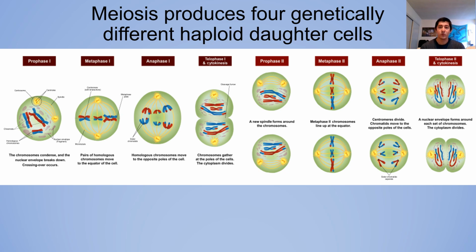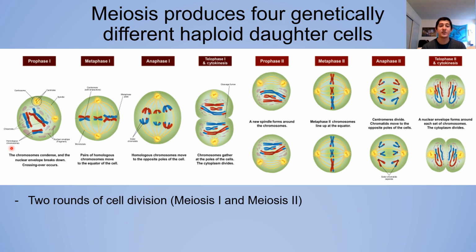Now, meiosis will produce 4 genetically different haploid daughter cells. Haploid meaning they have half the amount of genetic material. But we can see that the stages are basically the same. So there's prophase, metaphase, anaphase, telophase. But one of the major differences is that there are actually 2 rounds of cell division as opposed to just the one. So they're divided up into meiosis 1 and meiosis 2.